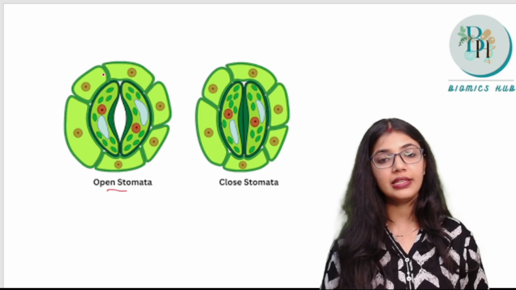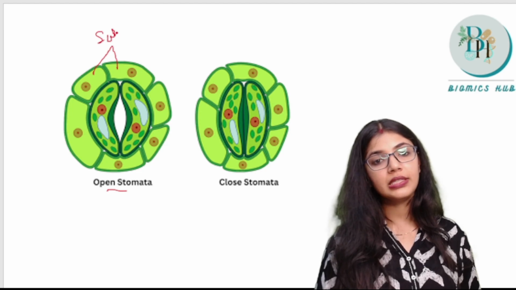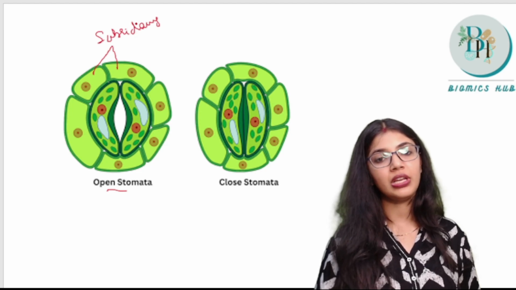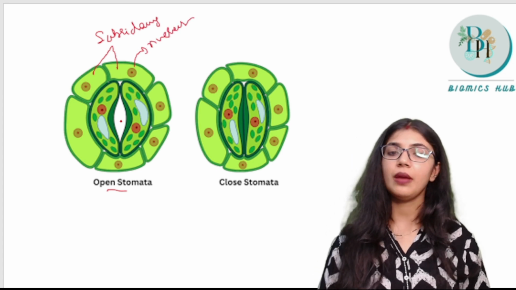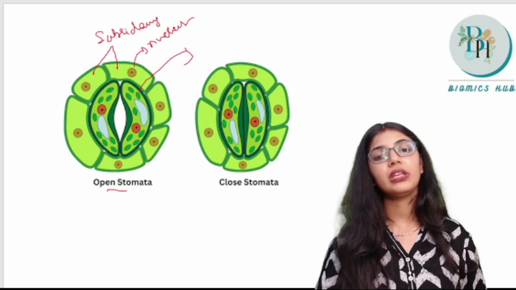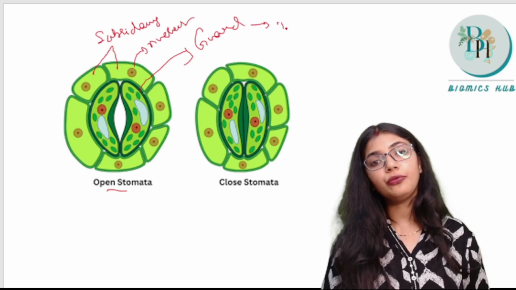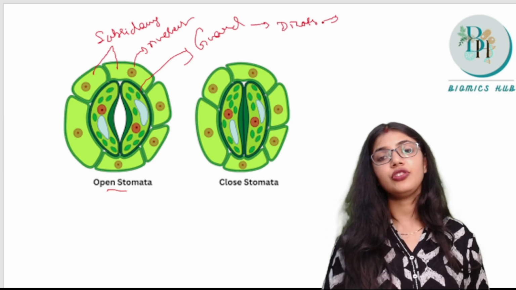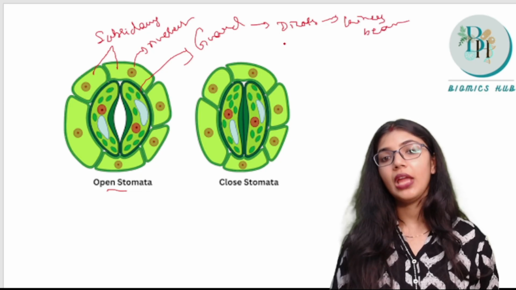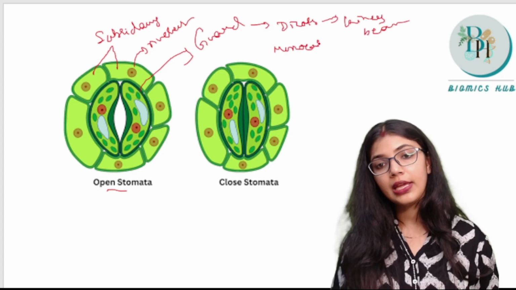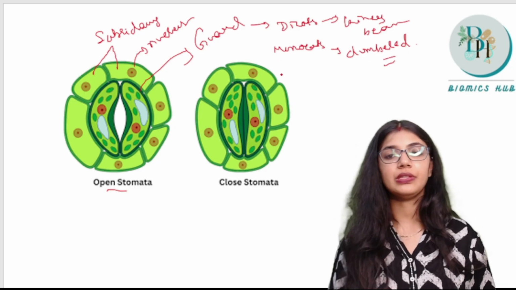Before that, let us see the structure. Here, this outer layer is known as the subsidiary cell, and in the subsidiary cell the nucleus is also present. And this bean shaped structure is known as the guard cell. In case of dicots, the guard cell is kidney shaped or bean shaped, and in case of monocots, it is dumbbell shaped, which you will see how the shape is present.